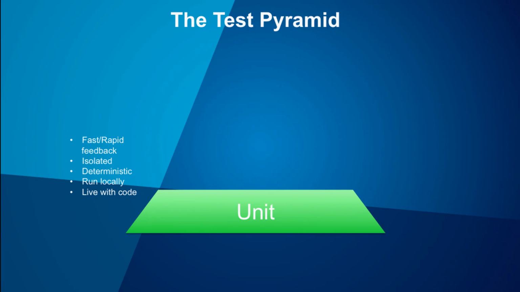It kind of starts with the baseline with unit, and the value there is it's fast, rapid feedback. You can run them locally. It's deterministic, isolated, and it usually lives with the code. And these are probably the cheapest things that you can kind of spend your time on. They don't cover the whole app, but they cover very specific pieces. And this is usually the developer's first kind of line of tooling to ensure the features work properly.